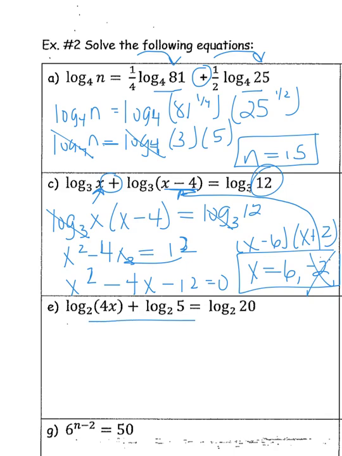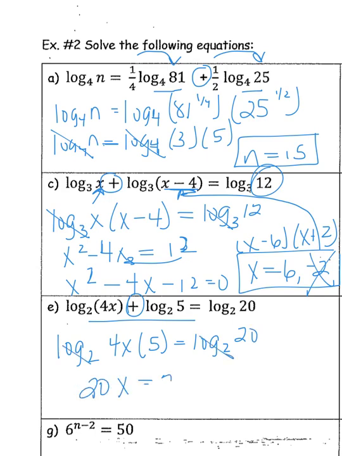So we're going to combine these two together using the product property again. So you go log the base 2. We're going to take 4x times 5, and that equals log the base 2 of 20. We're going to drop the log the base 2, so I get 20x equals 20. X is 1, that's positive. There's no problem when I put it up here in 4 times x, so 4 times 1 is 4, so it's good.